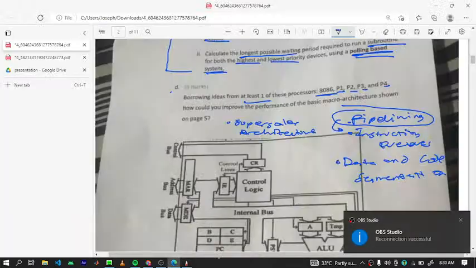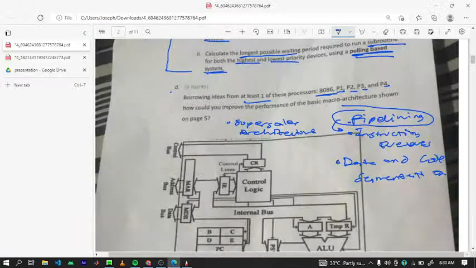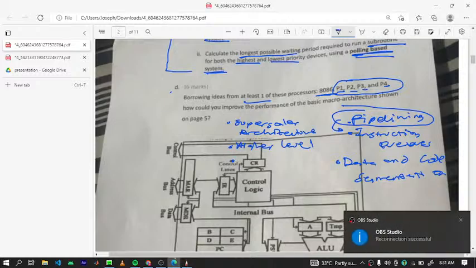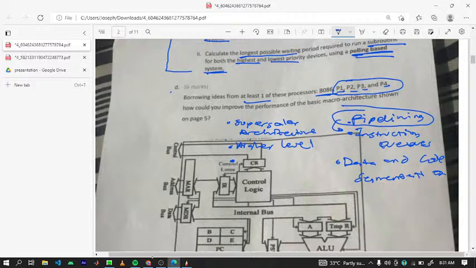Okay, so we talked about the Pentium. With the Pentium family of processors, the advantage over this basic macro architecture is that it will have a superscalar architecture, it will have a high level of speed, and it will also have what's the last one?